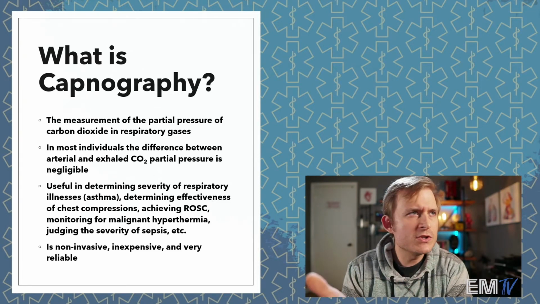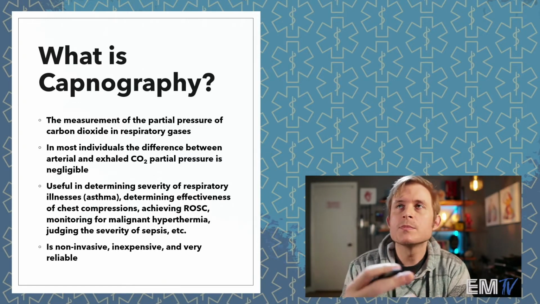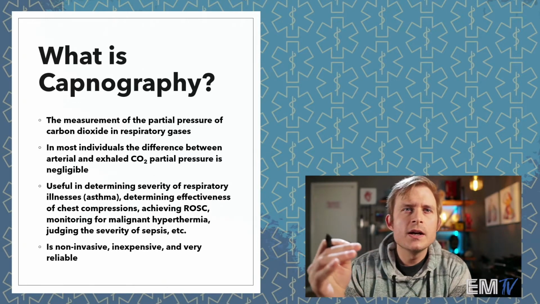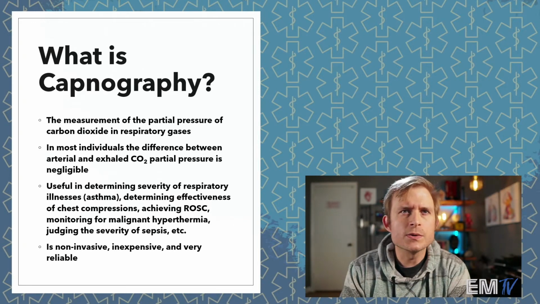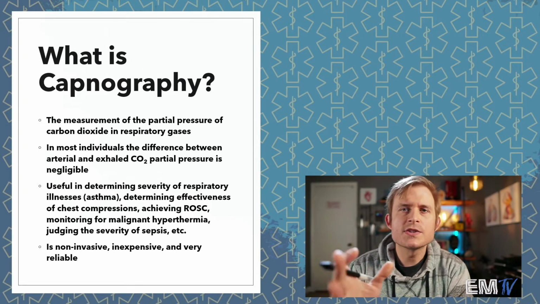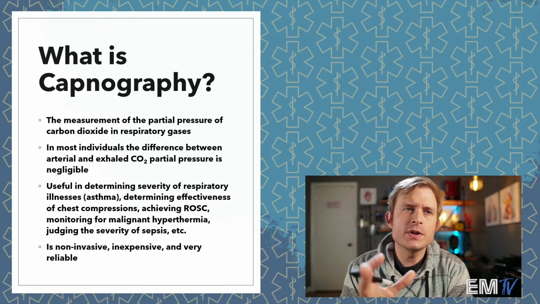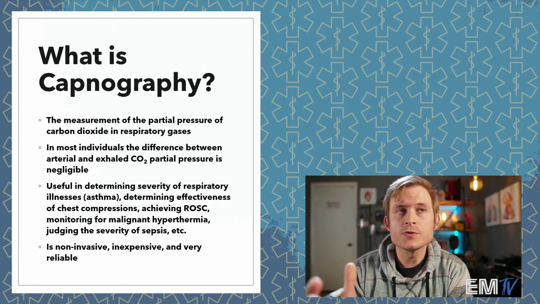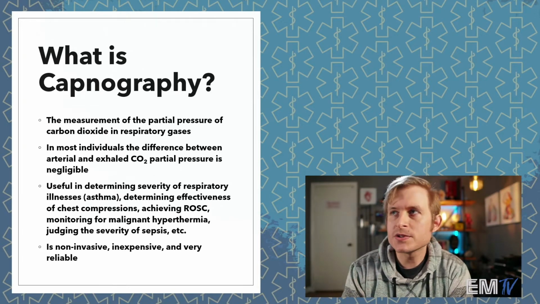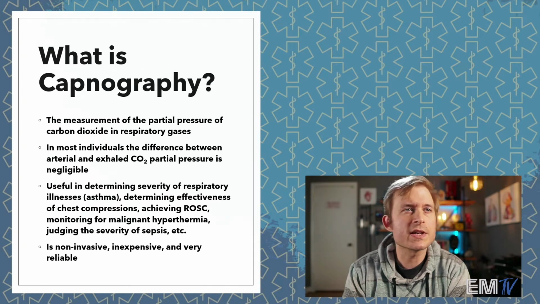Now, the reason this is important is that in most individuals, the difference between arterial and exhaled CO2 is negligible. So it's actually a very, very accurate indicator of metabolic use and metabolic demand. It's also useful to us in EMS in determining the severity of respiratory illnesses like asthma and watching them progress or perhaps improve, determining the effectiveness of our chest compressions during CPR, and whether or not a ROSC, or return of spontaneous circulation, has occurred during CPR.